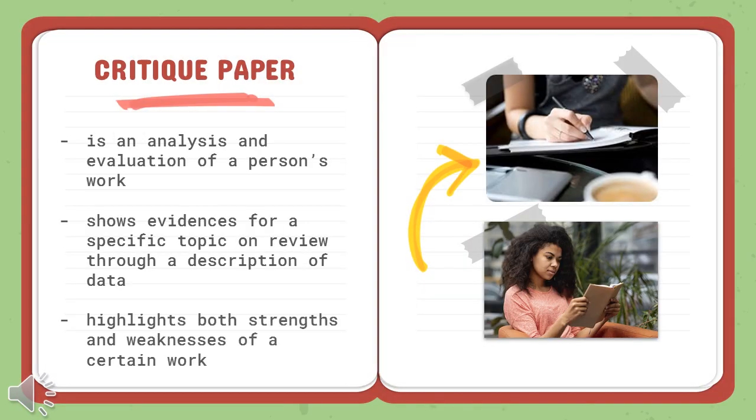So first, let us define what a critic paper is. A critic paper is an analysis and evaluation of a person's work wherein we can show evidence for the specific topic under review by giving a description of data. And of course, we have to highlight both the strengths and weaknesses of a certain artwork or work.